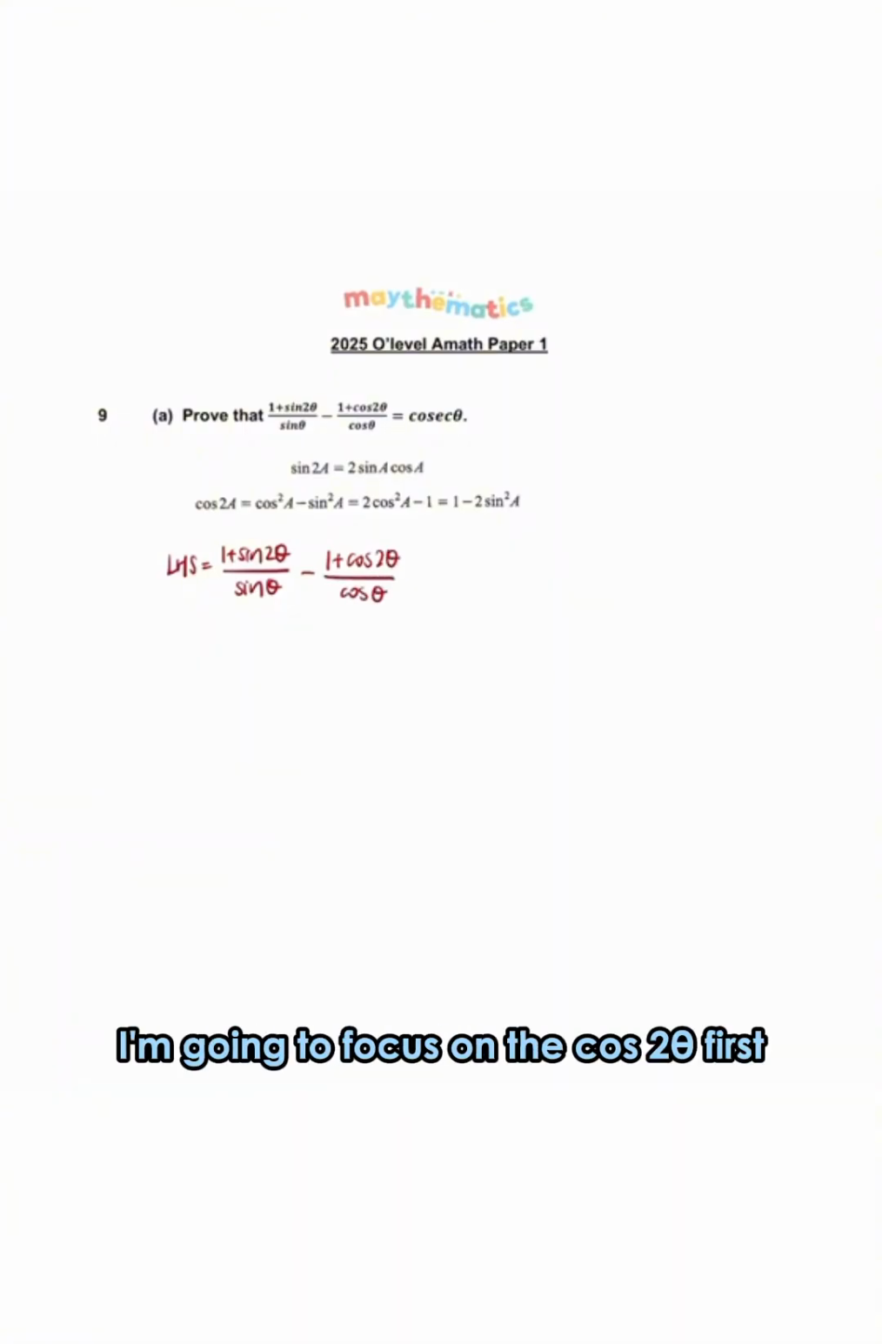Okay, and for proving questions, always start from the more complicated looking expression because it's easier to simplify than to make something easy look more complex. So for this question, I'm going to start from the left-hand side, where we have (1 plus sine 2 theta) over sine theta minus (1 plus cosine 2 theta) over cosine theta. I'm going to focus on the cosine 2 theta first.